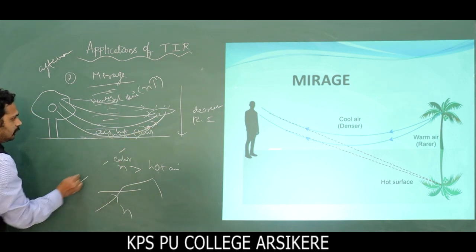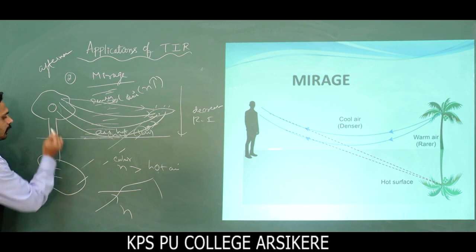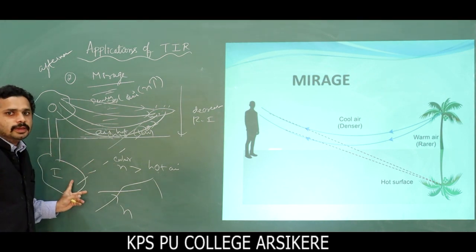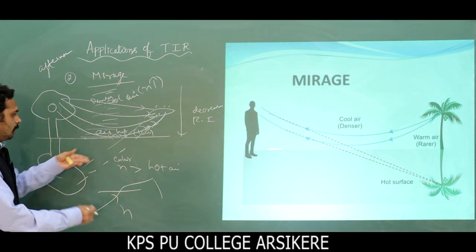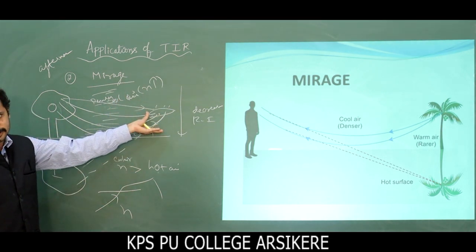For the observer, this is the image of the tree. For the observer, the image is going to form. For the observer, light comes from below the surface of the earth.